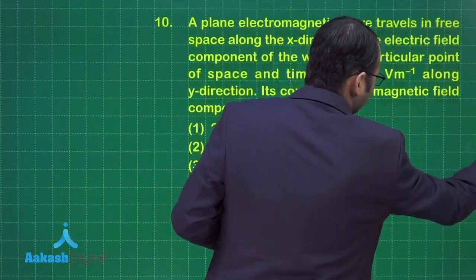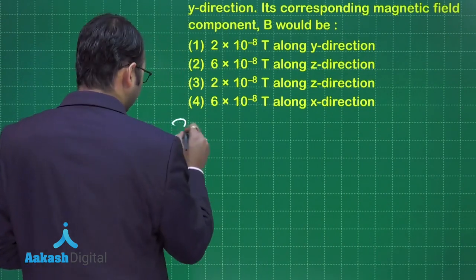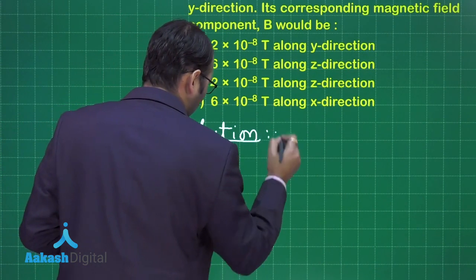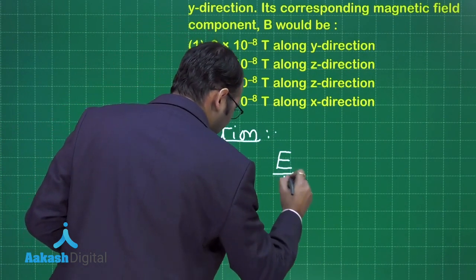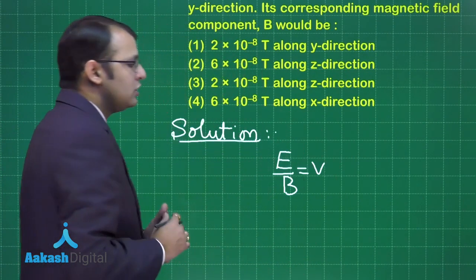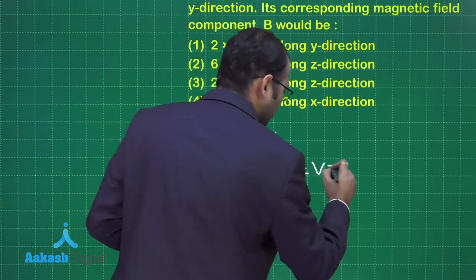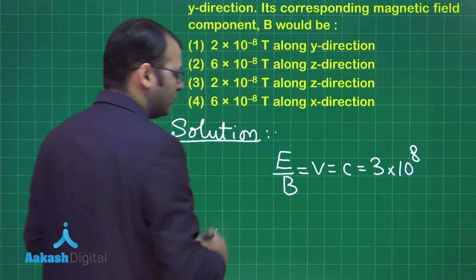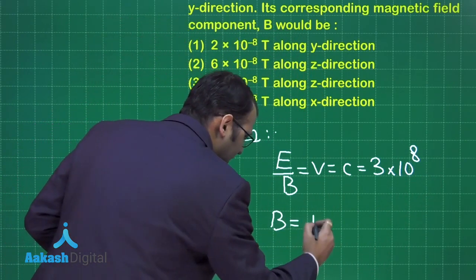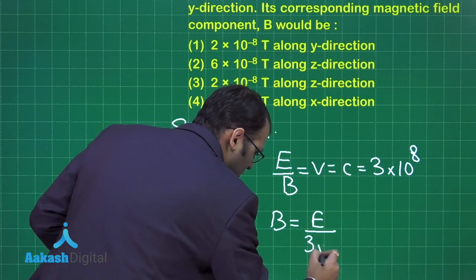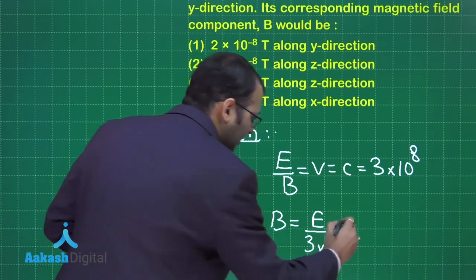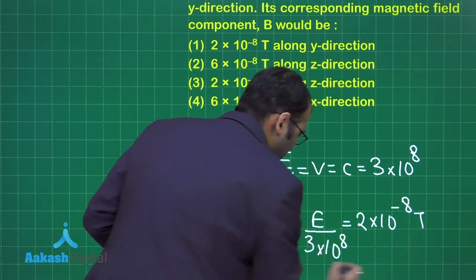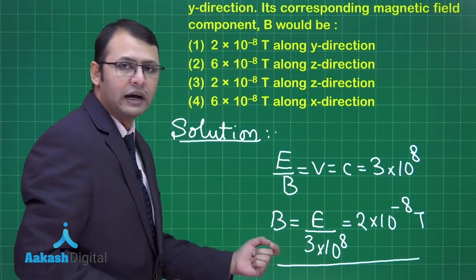So in order to find the magnitude of B, we have a very clear formula with us, that is at any point of time the ratio of magnitudes of electric field and magnetic field would be equal to the speed of the electromagnetic wave, which is c, that is equal to 3 into 10 to the power 8 meter per second. So B would be simply E by 3 into 10 to the power 8 meter per second. That would be equal to 2 into 10 to the power minus 8 Tesla. So we have the magnitude of the magnetic field with us.